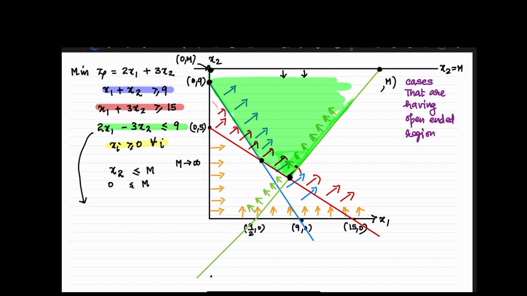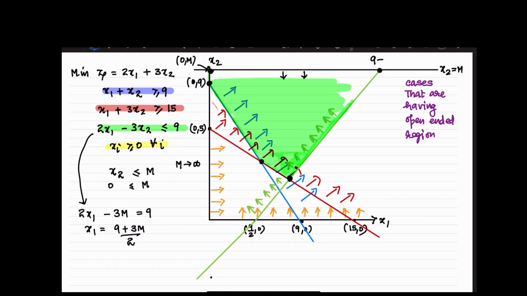तो इस ग्रीन में पुट करके देखते हैं. So twice of x1 minus thrice of M is equal to 9. So x1 is nothing but 9 plus 3M by 2. So the value for x1 is 9 plus 3M by 2. This is x1 coordinate and x2 is M. So these are the two new coordinates that you get, this one and this one. और पहले से तो ये थे ही.